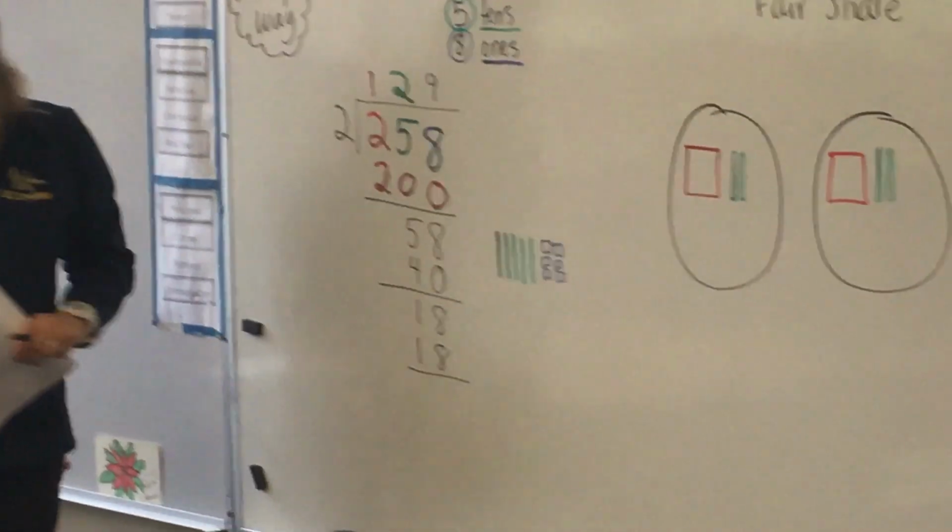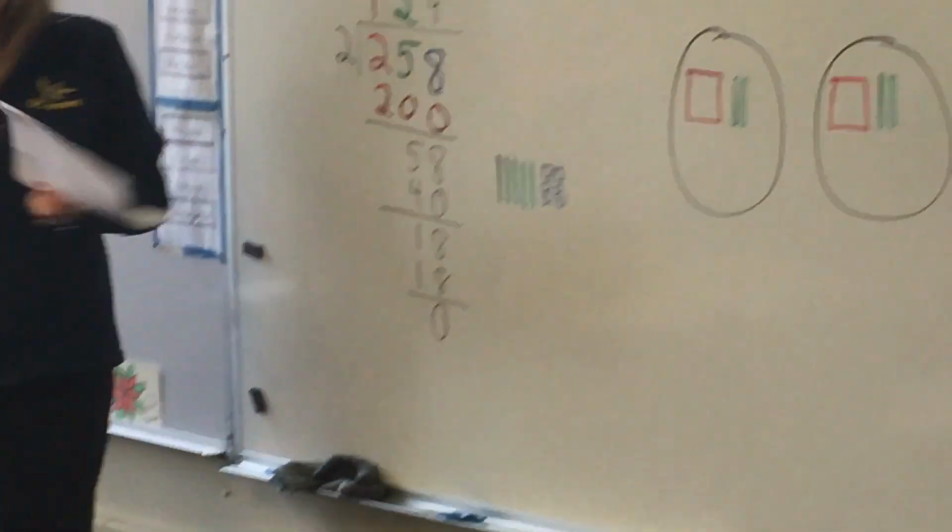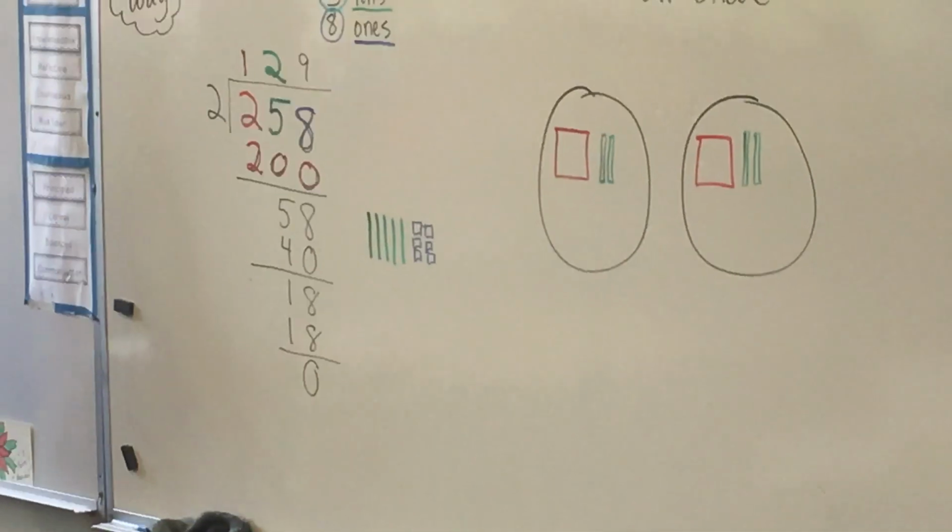My last question, how many blocks do you have left to divide? 0. I'm going to record that here. Okay, so now one final question. How many blocks are in each group?